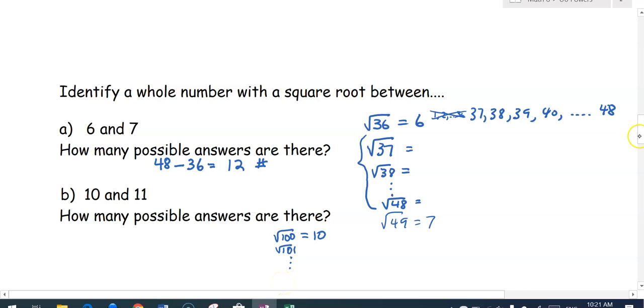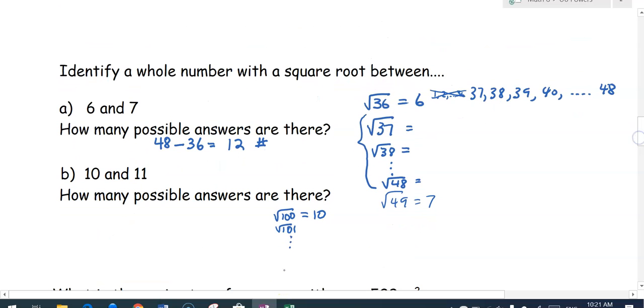I know that the square root of 121 is 11, so the square root of 120 is less than 11, so I'm going to have 101, 102, all the way to 120. All of those are possible options. So if I just ask for any single number, any of those numbers would be correct. You'd have 20 different numbers to choose from, right?